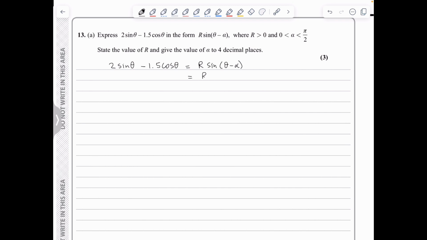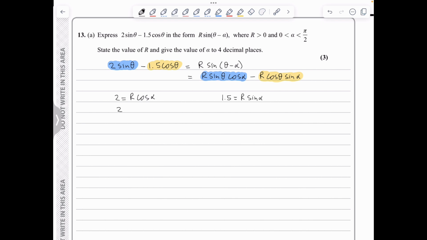This is r sine theta cos alpha minus r cos theta sine of alpha, and I will be equating the cos theta terms and the sine theta terms. So 2 sine theta should be equal to r sine theta cos alpha, and 1.5 cos theta should be equal to r cos theta sine alpha. Notice that the negative sign will cancel out. So we've got 2 is equal to r cos alpha, and 1.5 is equal to r sine alpha.